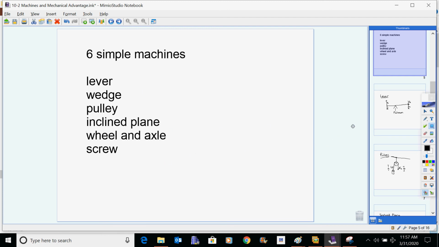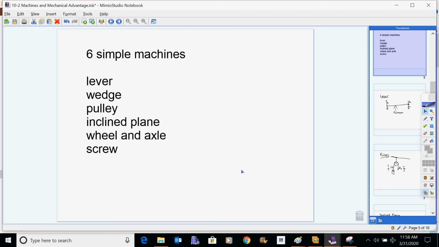But it all starts with the 6 simple machines that are listed here. We have a lever, we have a wedge, pulley, inclined plane, wheel and axle, and screw, and we need to talk about each one of them and what they actually mean.